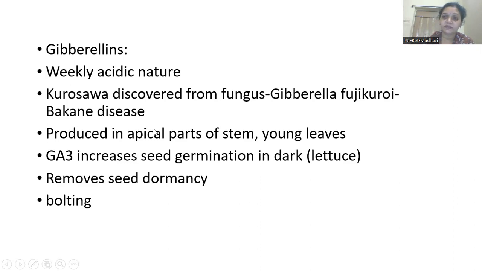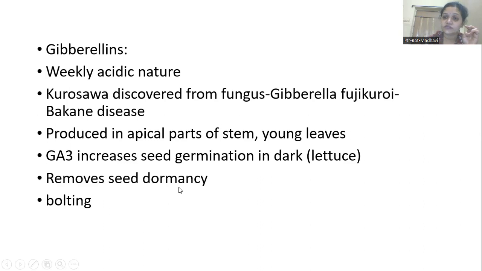These will be synthesized in the apical parts of the stem and the young leaves, and stored in the matured leaves and the root tips. In the roots they will be stored, and the passage of gibberellins will be through the phloem in a downward direction. GA3 is used in a large number in the agricultural field. It increases seed germination in lettuce plants even in the absence of sunlight.